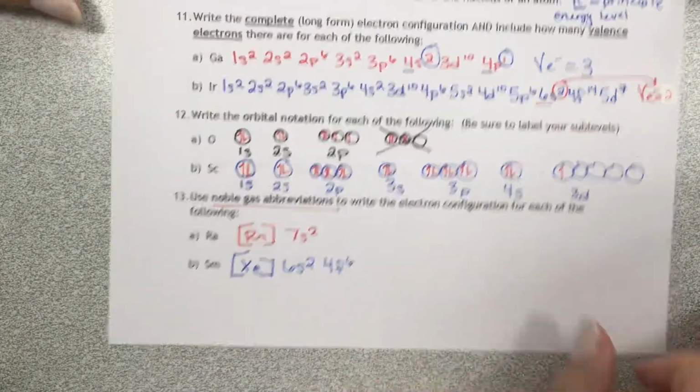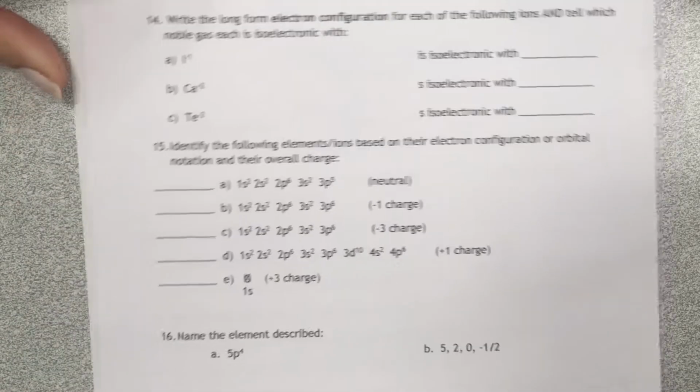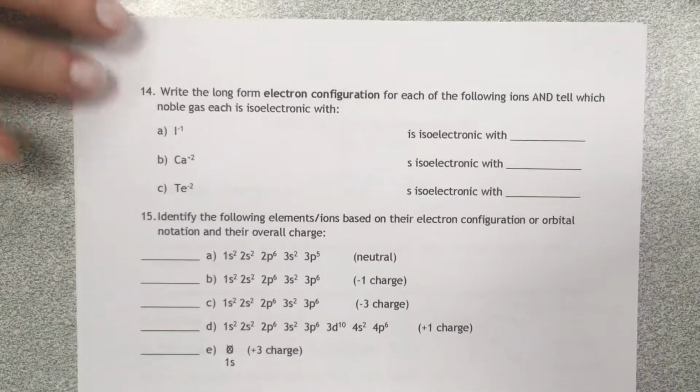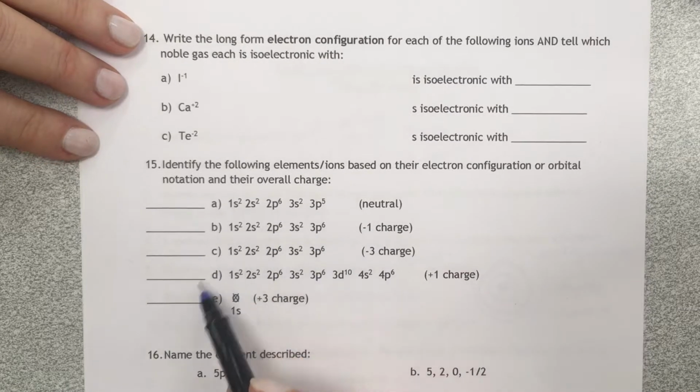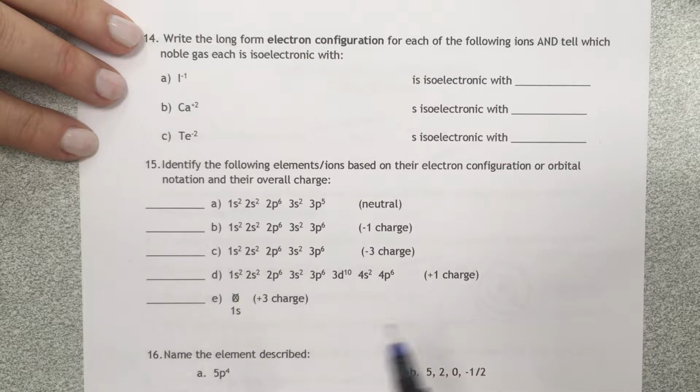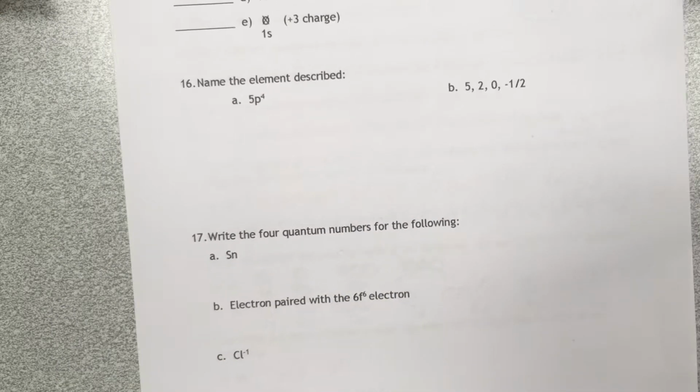All right, so that's the first page, super easy. The second page, we're going to do electron configuration for ions, and then we do identify the ion based on electron configuration, and then some quantum numbers questions.